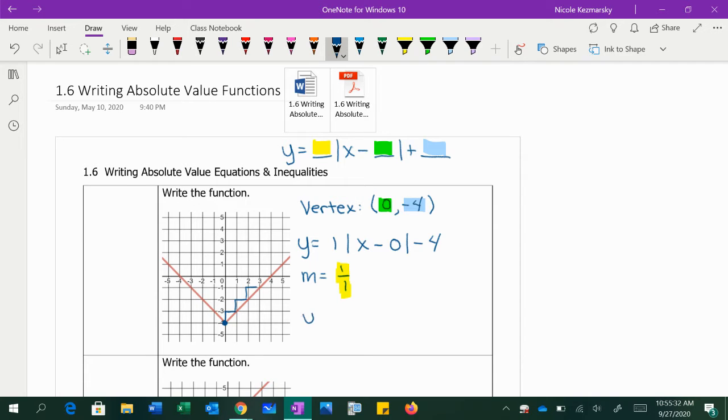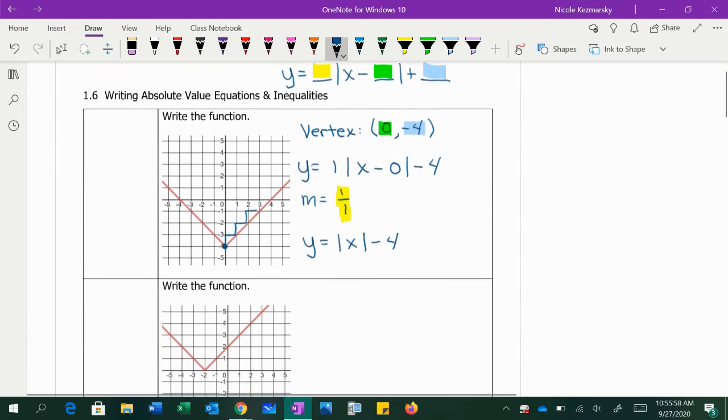And I can clean up my answer because I don't really need to write that 1 in front, because we usually don't. I don't need to write the 0 because minus 0 doesn't change anything. And so I can write this as y equals absolute value of x minus 4. What I would recommend you do after you've found what you think is the equation of the line is put this in Desmos and see if it matches the graph that you were given. Let's try the next one.